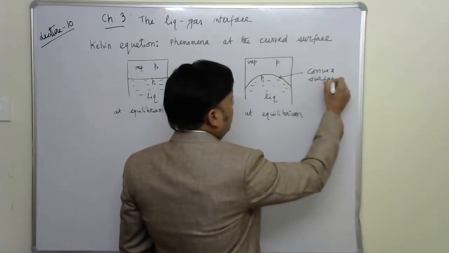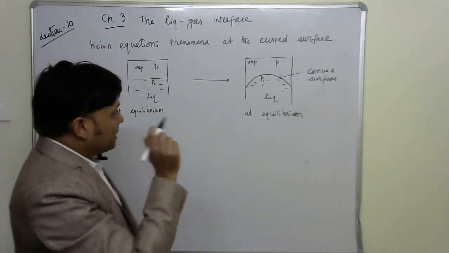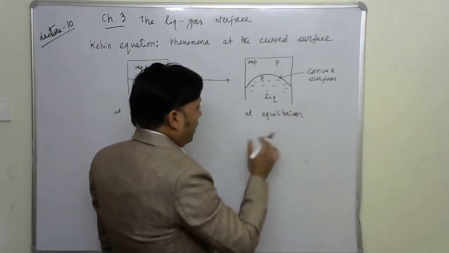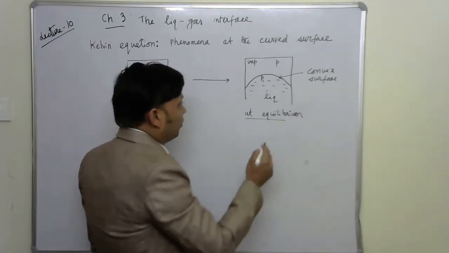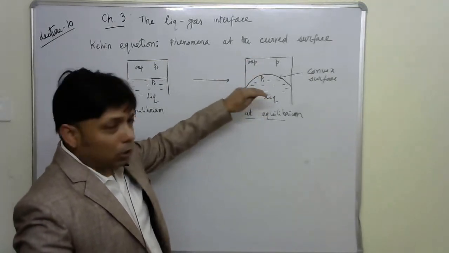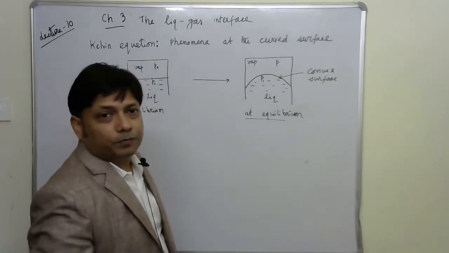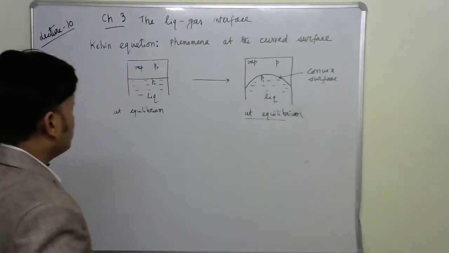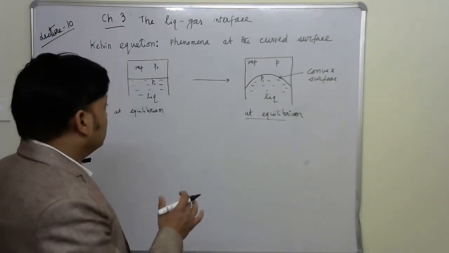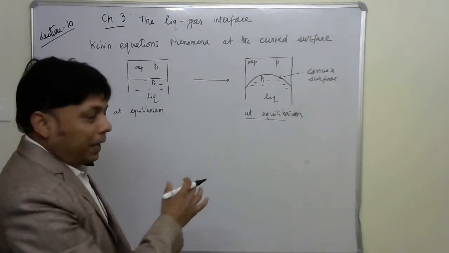So the pressure right below the convex surface is assumed to be P1, and once again the entire system was allowed to equilibrate. So that means when it's under equilibrium, the same thing is happening: the liquid becoming vapor, vapor becoming liquid, and an equilibrium is there.